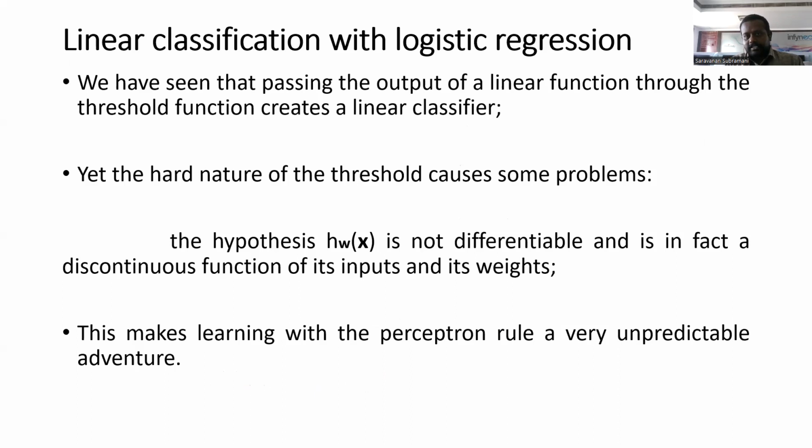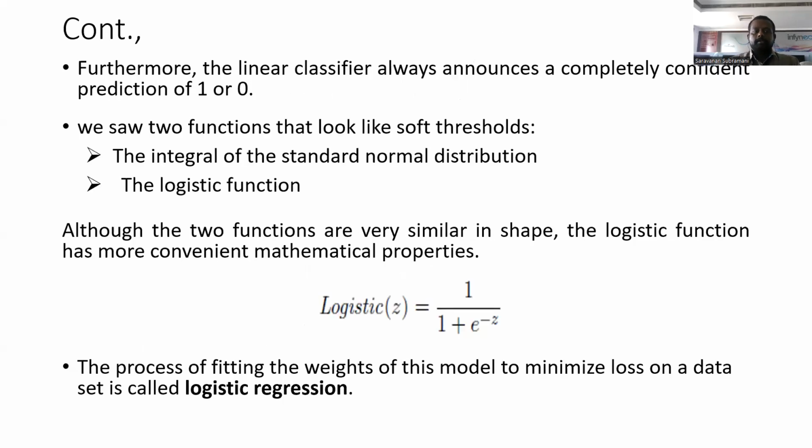Now, linear classification with logistic regression. Logistic regression is used for converting floating values into rounded value outputs. We have seen that passing the output of a linear function through a threshold function creates a linear classifier. Yet the hard nature of the threshold causes some problems. The hypothesis h_w(x) is not differentiable and is in fact a discontinuous function of its inputs and its weights. This makes learning with the perceptron rule very unpredictable. Furthermore, the linear classifier always announces a completely confident prediction of 0 or 1.